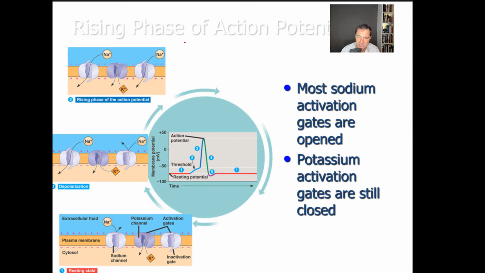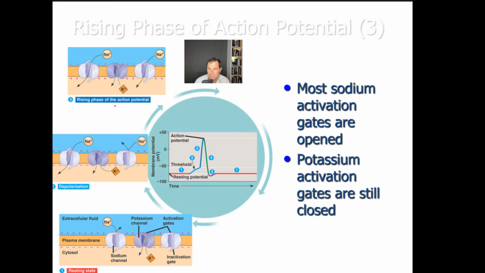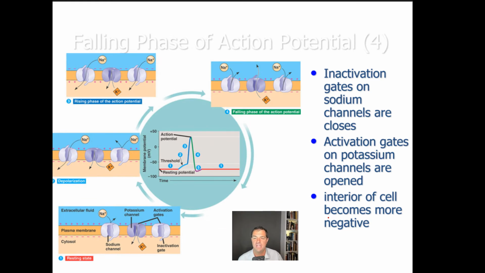Now, once you get to number 3 and you have enough sodium in there, all of a sudden the other sodium channels open. That's what I was talking about, the voltage gated sodium channels. Those open up, sodium comes rushing into the cell. The potassium activation gates are still closed, and that's the action potential. And then the inactivation gates on sodium channels end up being closed. So they open and then they close really quick. Activation gates on potassium channels then open, and the cell starts to go back to being negative again.